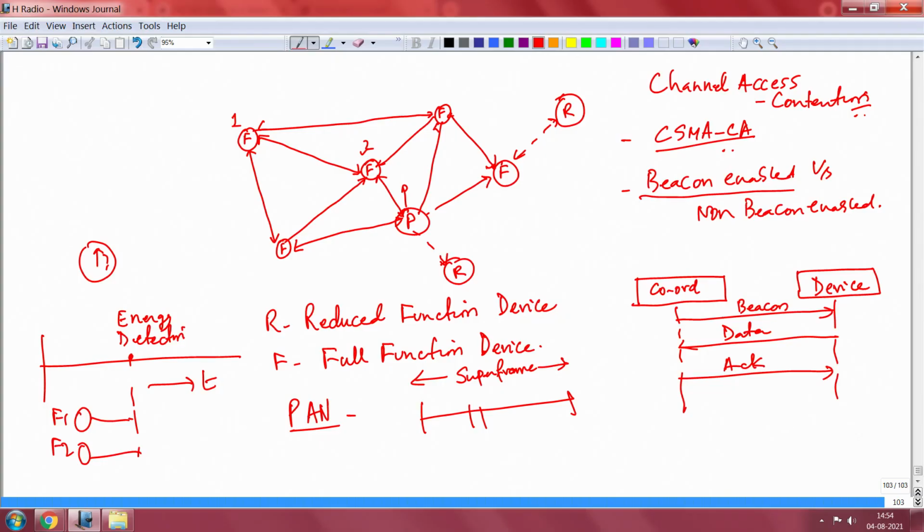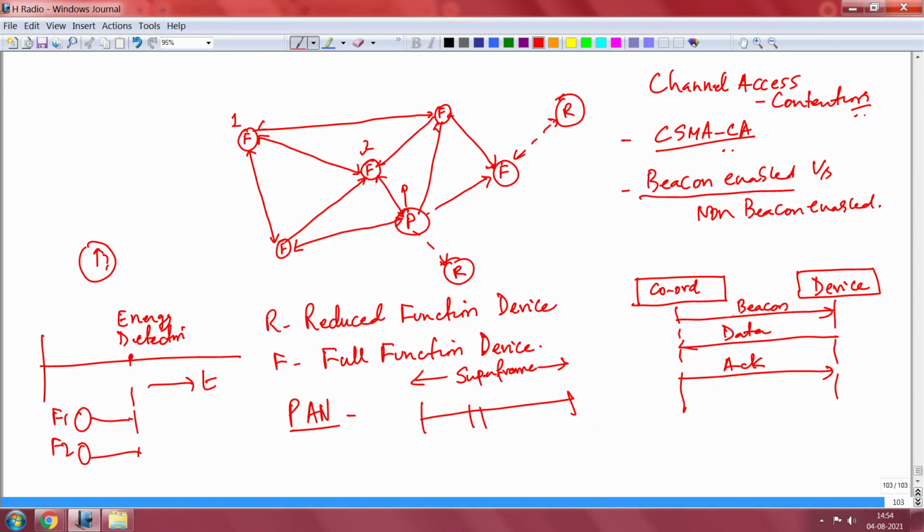If you open up the super frame, you will see contention free and contention based, both of them are there within the same slot. I would like to encourage you to look up that super frame structure of ZigBee 15.4 so that you understand it much better. Okay. Now, in beacon enabled, you see what nice things can happen.